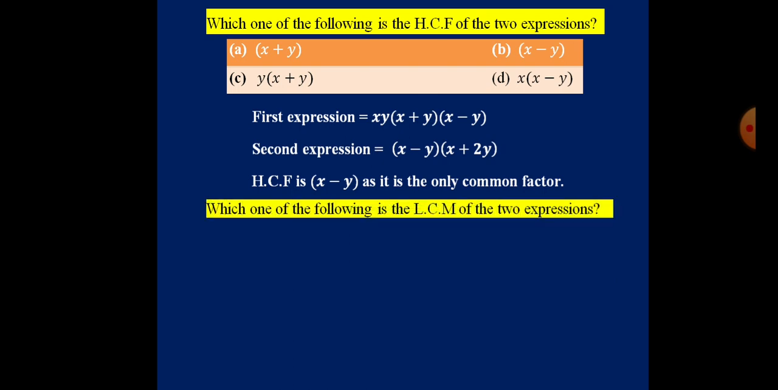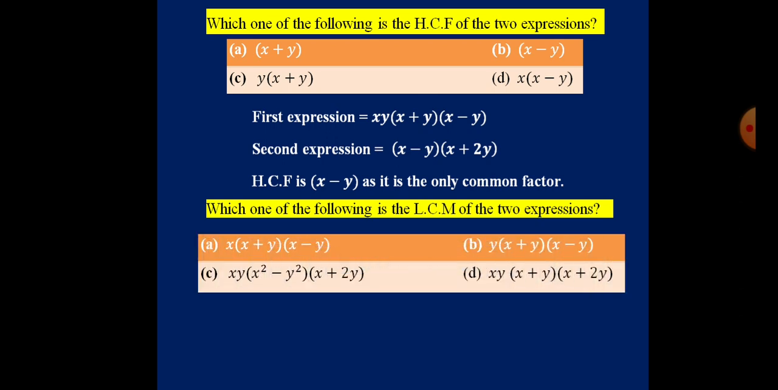Okay, which one of the following is the LCM of the two expressions? From the previous problem, you see the expressions. The first expression is xy times x plus y, x minus y, and the second expression is x minus y, x plus 2y. Well, in order to be LCM, it does not matter if your factor is common to two or more expressions or not. You do not need to have common factors.